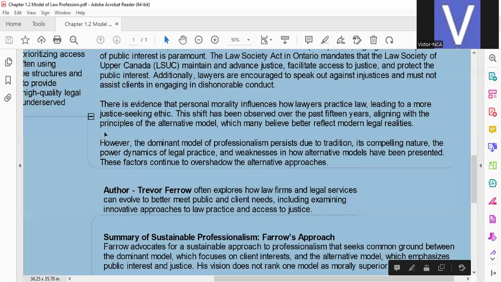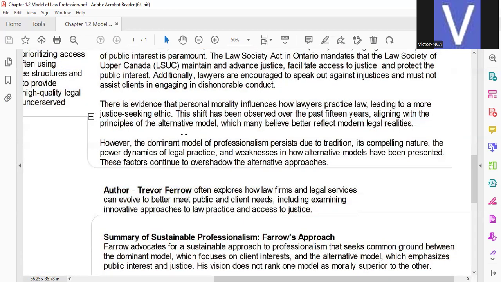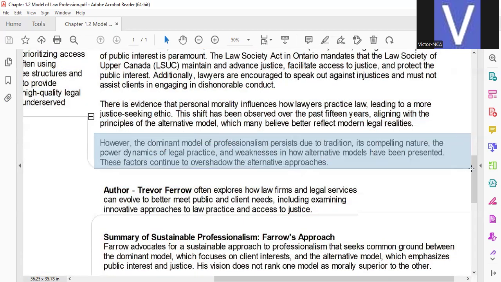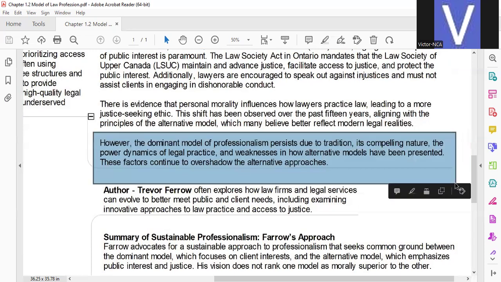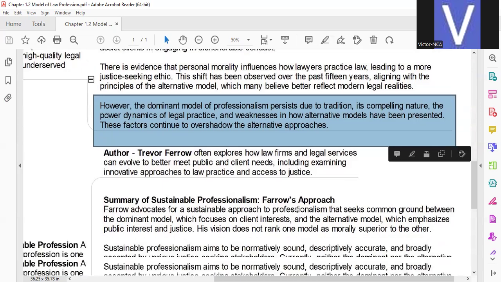However, there is a caveat. The dominant model of professionalism also persists due to tradition, its compelling nature, the power dynamics of legal practice, and weaknesses in both the alternative model and how the alternative model has been presented. These factors continue to overshadow the alternative approaches.